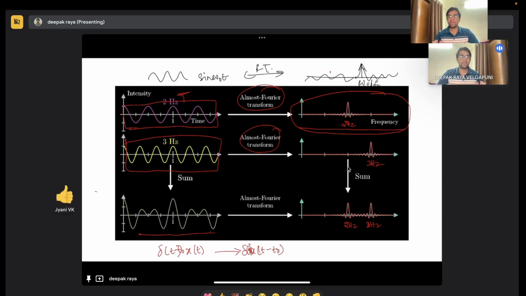we are multiplying an infinite sinusoid with a rectangle. Therefore, in frequency domain, the Fourier transform of the sinusoid is an impulse, Dirac delta, at that frequency, and the Fourier transform of a rectangle is a sinc function. You just multiply it and you get this value.